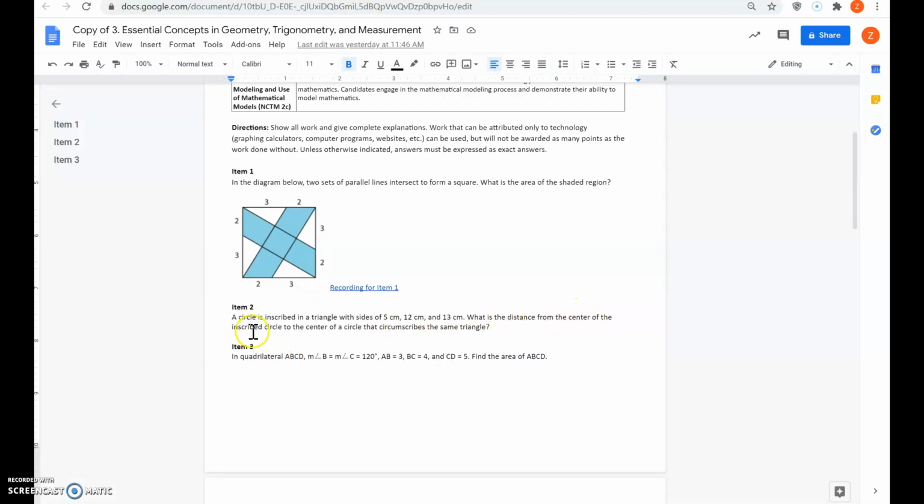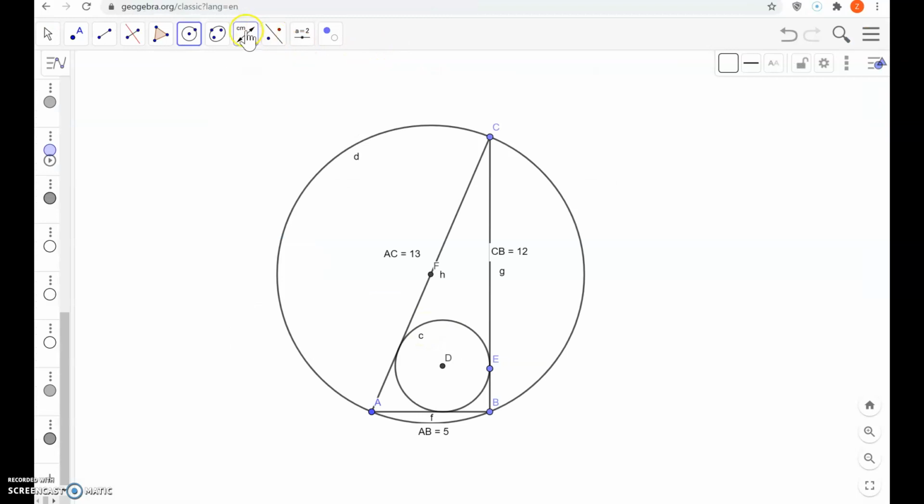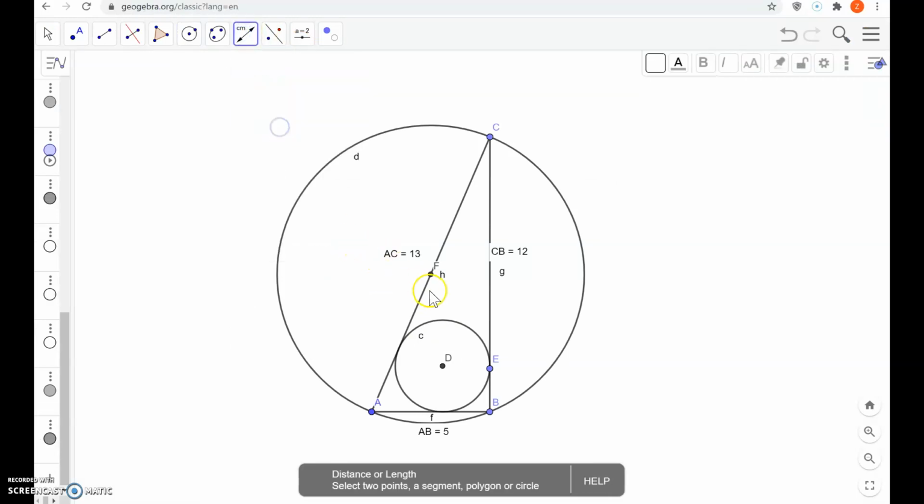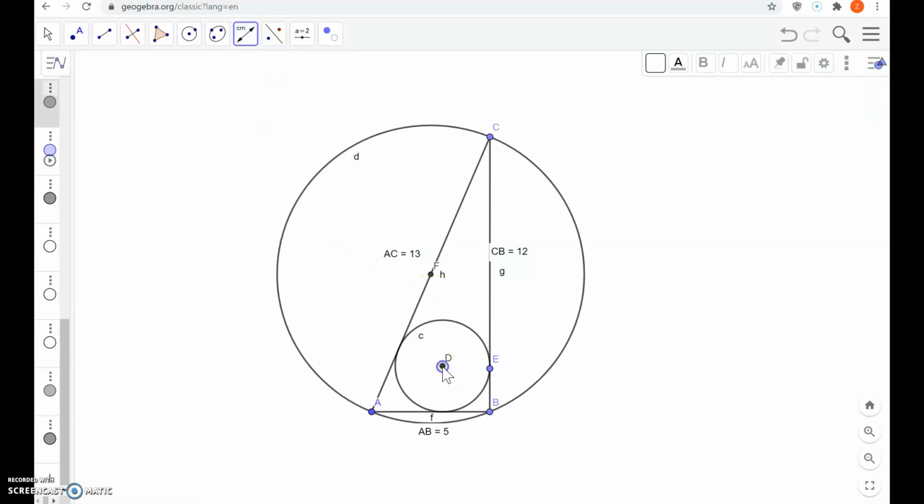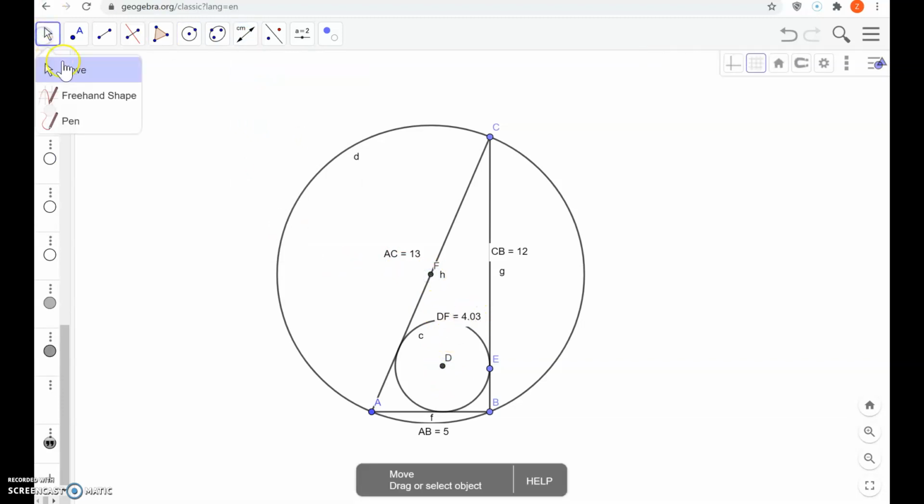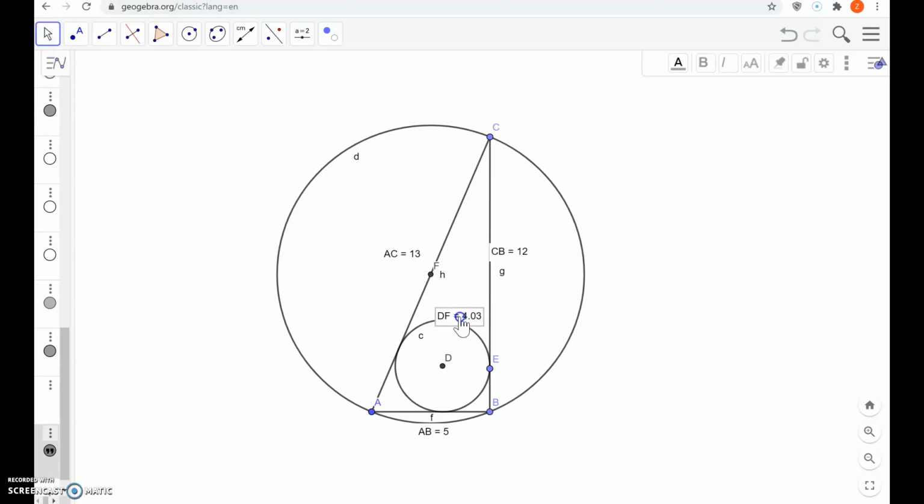Now the question's asking, what is the distance from the center of the inscribed circle to the center of that circumscribed circle on the same triangle? So we just come up here and find a distance from D to F. And we get 4.03 to be the distance from the center of the inscribed circle to the center of the circumscribed circle.